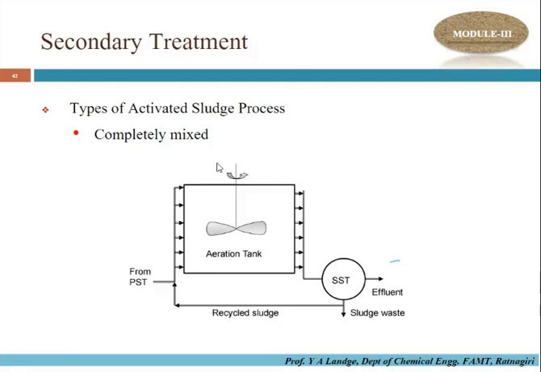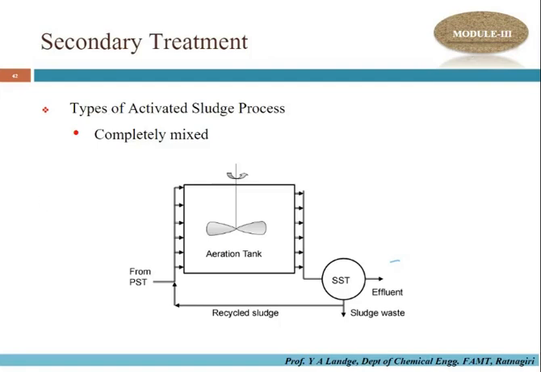In the previous one, we were keeping the sludge at one point and only the organic matter, that is the influent, at different points. Now in this case, we place the influent as well as the sludge, which comes from the secondary sedimentation tank, at different positions, and we have proper mixing of this. So we feed the air at different points as well as the influent at different points.